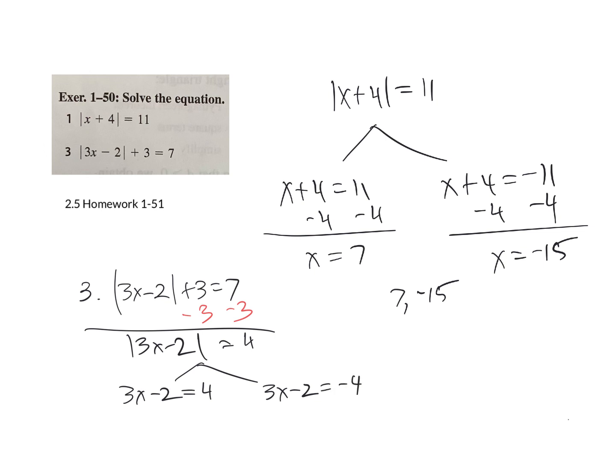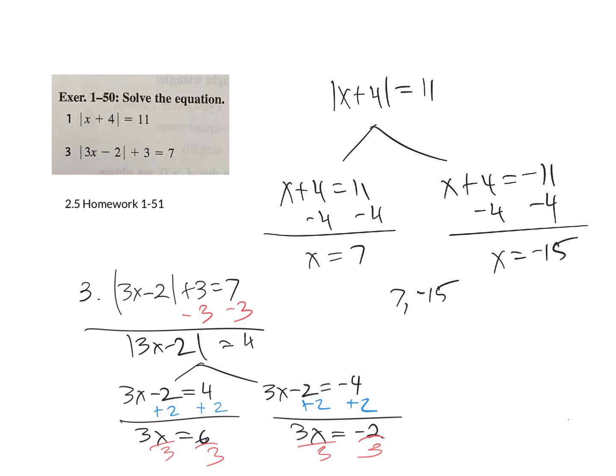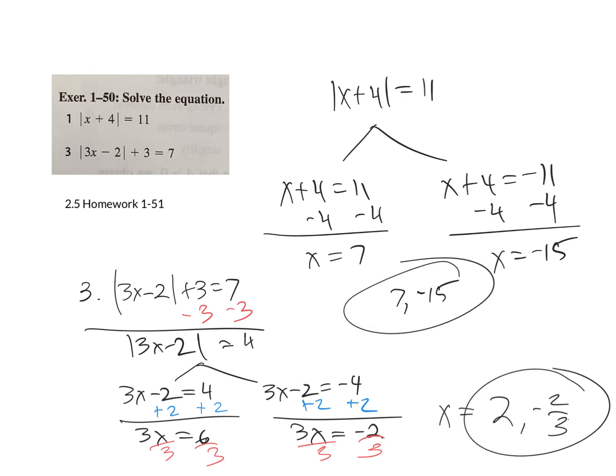Now we add 2 to both sides. Add 2 to both sides here. We'll do it all at the same time. So we get 3x equals 6, and 3x equals negative 2. And now we divide by 3. So we divide by 3 on everything, and our answer should be x equals 2. 6 over 3 is 2, and negative 2 thirds. So number 1 and number 3.